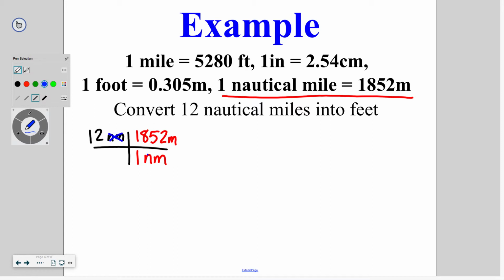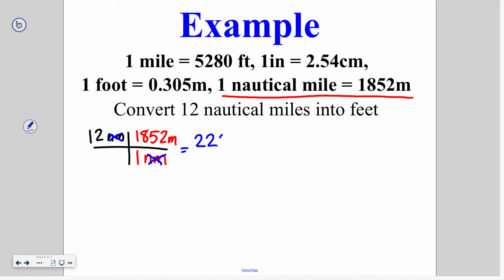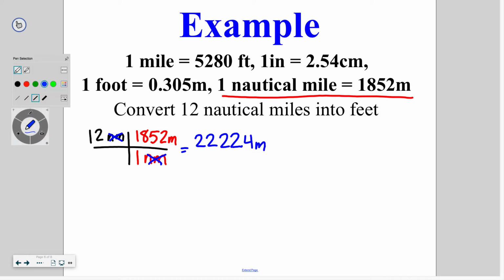So nautical miles gets canceled out. Again, we're going to multiply those top values. So 12 times 1,852, which is 22,224 over 1. When we divide by 1, we just get an answer of 22,224 meters. That does not get us to our final goal yet.